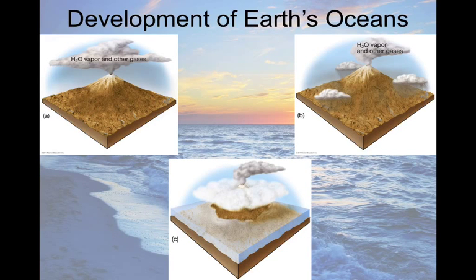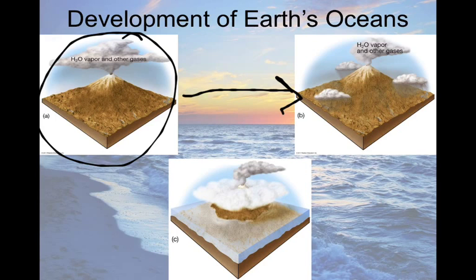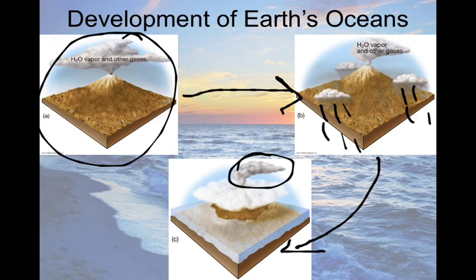This is a diagram from your book where we have A, B, and C going on. So the first thing we have going on here in A is outgassing of volcanoes. Notice the lack of oceans. And then as the volcanic activity continues, we begin to get clouds that cause rain. That's the worst rain ever. And then over long enough periods of time, that rain would collect and form oceans. So this is just a visual of that outgassing leading to the oceans.